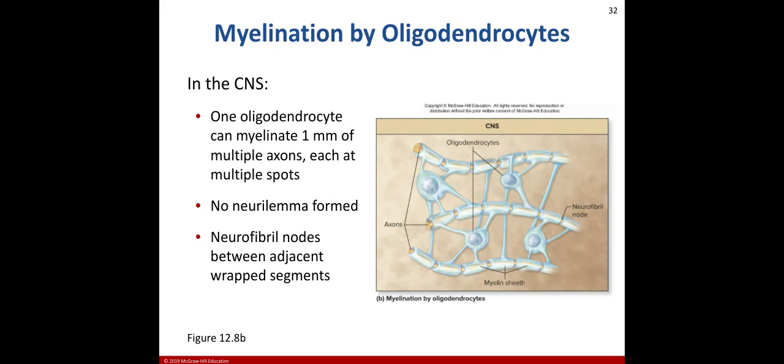Okay, central nervous system. One oligodendrocyte can myelate 1 millimeter. And with that, we're not forming our neurolemma, right? That's not pushing it to the side. Instead, we still have those nodes between adjacent segments. But basically, the main difference is instead of pushing the nucleus to the side, it's not pushed to the side, it's still here, but we're able to wrap up about 1 millimeter at each spot.